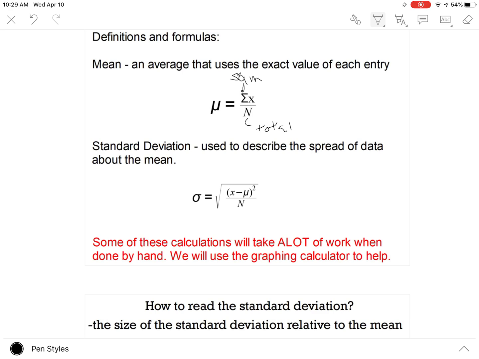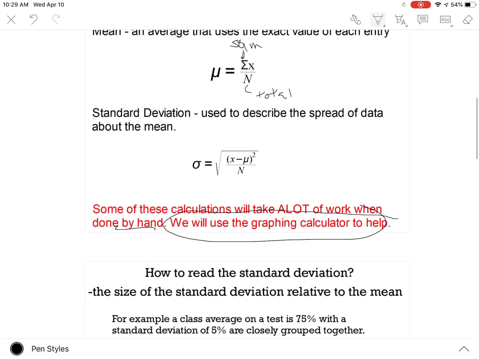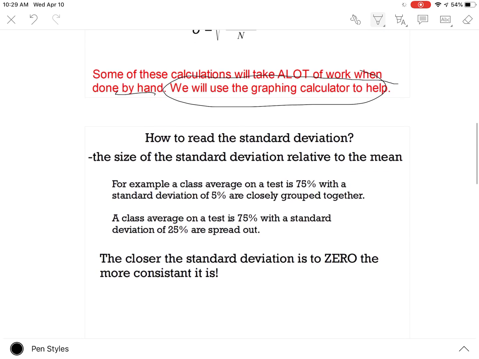Okay. We can do these calculations by hand, but it does get to be a lot of work, so we'll end up doing a lot of this with graphing calculators, so that's going to help you out a lot. I'm sure you can find some other program maybe as well.